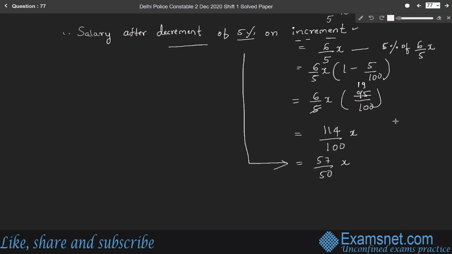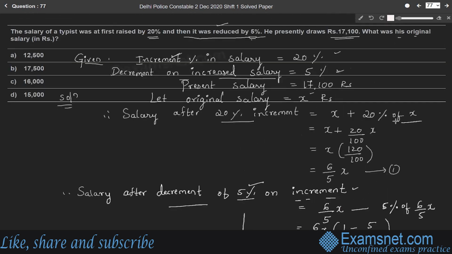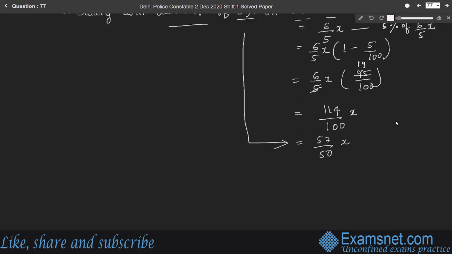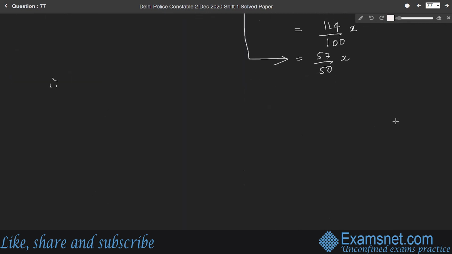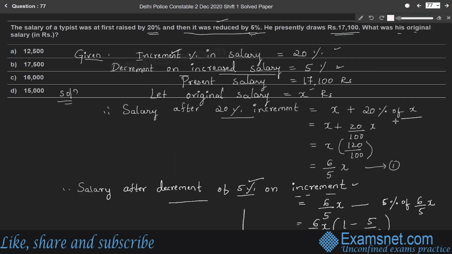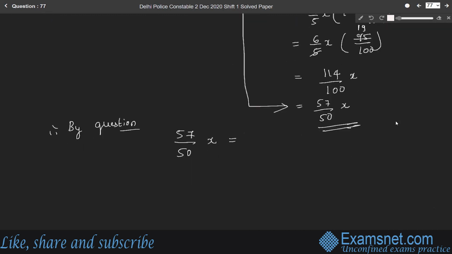So after the decrement of 5% on increment, the person receives 17,100, right? Therefore, by the question, this value 57 by 50 X, the salary after decrement, is equal to the amount which he is receiving, 17,100.